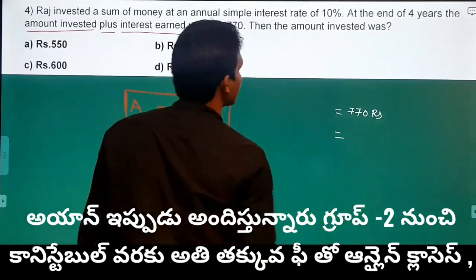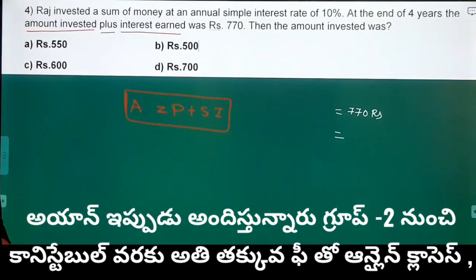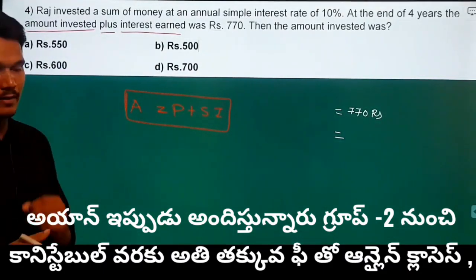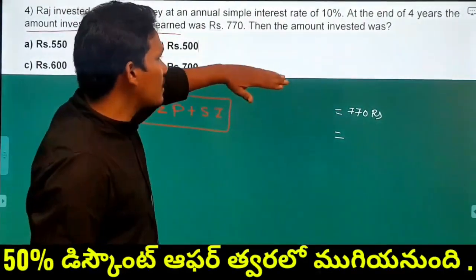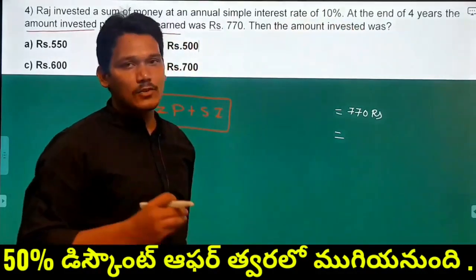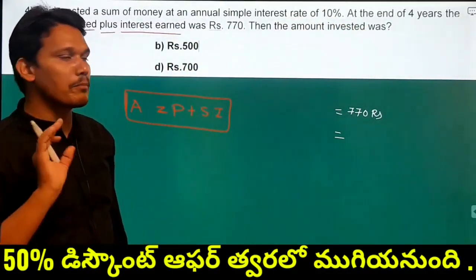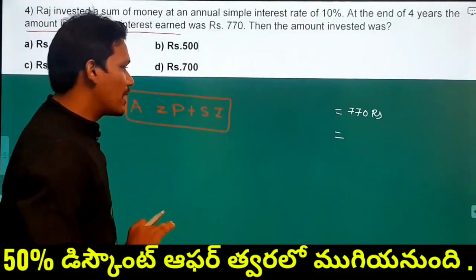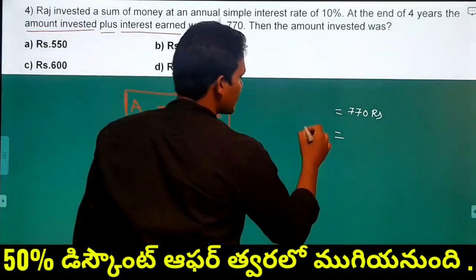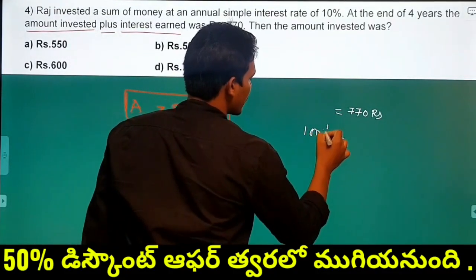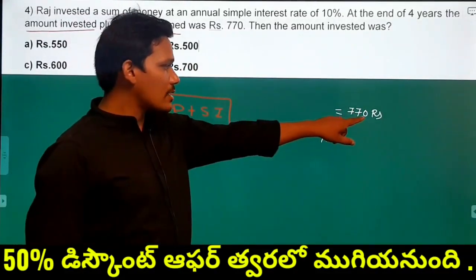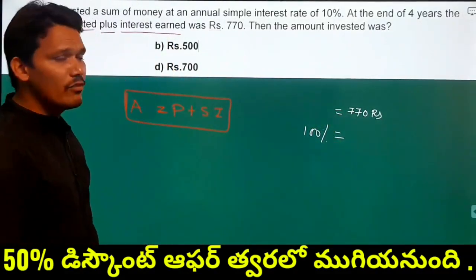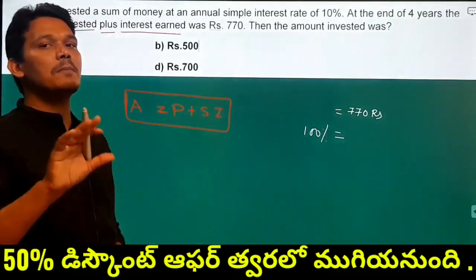Now what is the question they are asking? The amount invested was, as I already said, the sum invested or deposited is nothing but principal. So the question is asking for the principal. Already I said principal must be considered as 100%. He's asking to find 100%. Now we have to find the corresponding amount percentage. We know that amount equals principal plus simple interest.